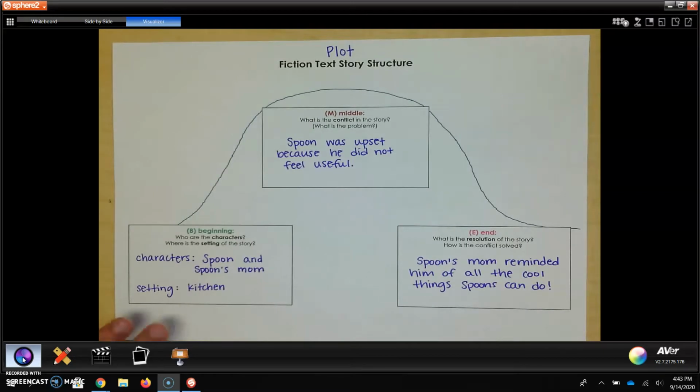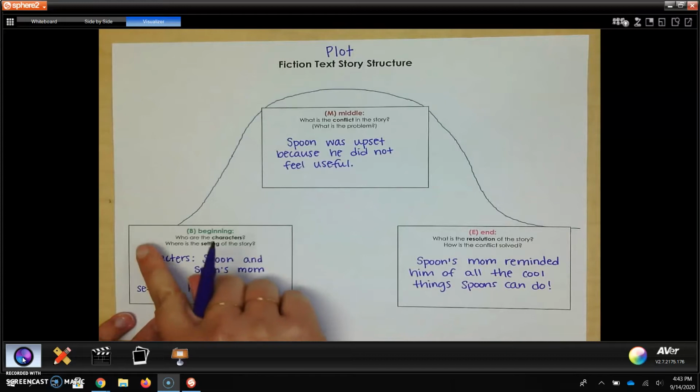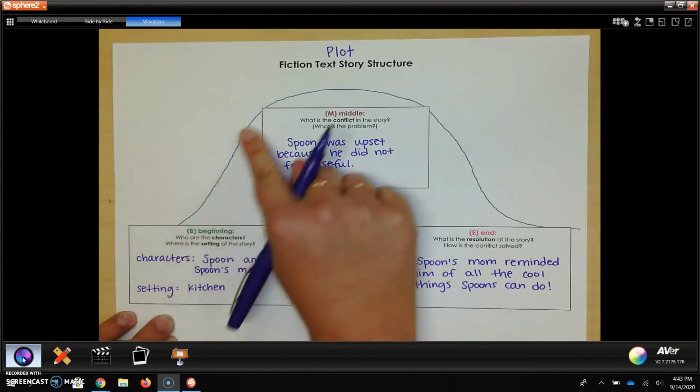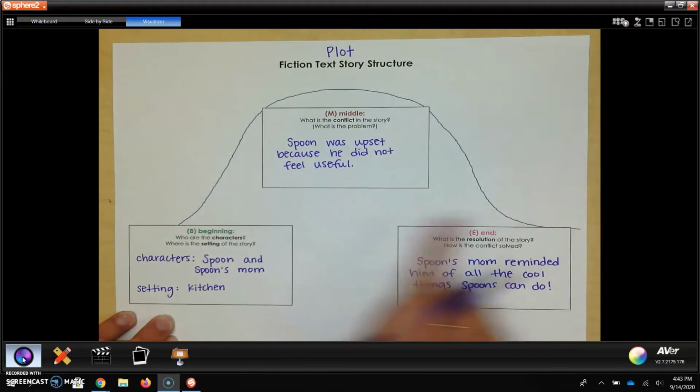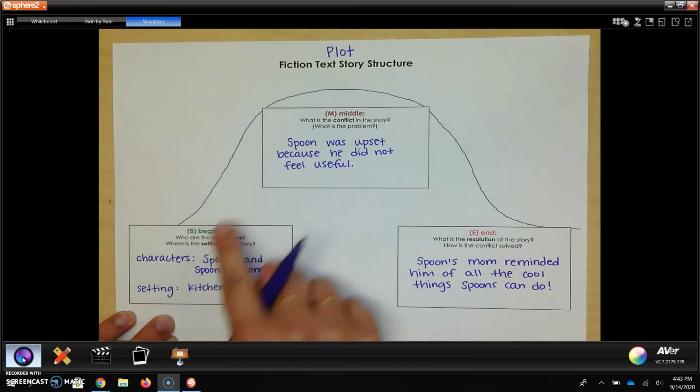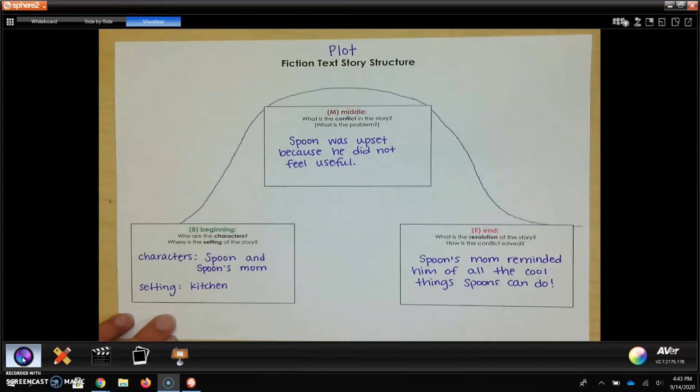So for today's assignment, you're going to be using another book, and you're going to be using these same steps. Just remember, think of a roller coaster as you're going through it, and remember what each beginning, middle, and end is asking for, and what they're looking for in the story.